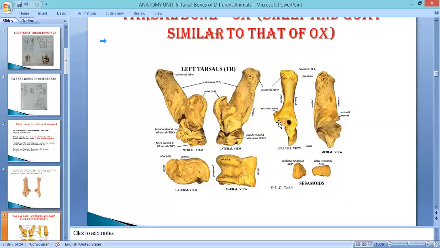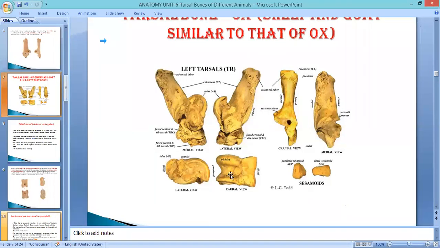This medial surface is for the articulation or attachment of the tibial tarsal as well as the tibial bone. So I think this is clear. Now, the second bone of this series is the tibial tarsal. This is the tibial tarsal.